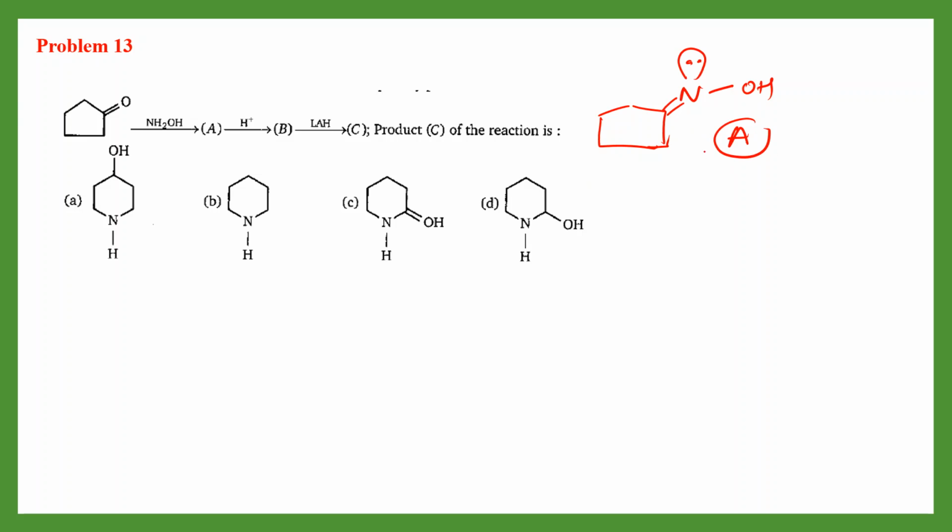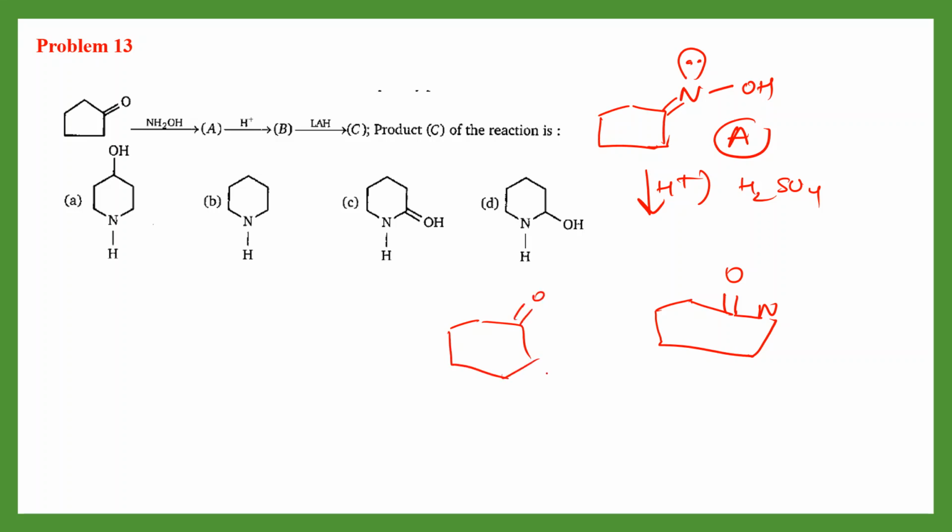In the second step, Harshita, what is H plus? H plus is any acidic source like H2SO4. What reaction condition is this? Beckmann rearrangement. Correct? Okay. So after Beckmann rearrangement, what will it form? Correct? This caprolactam type species, if I draw it correctly, this.